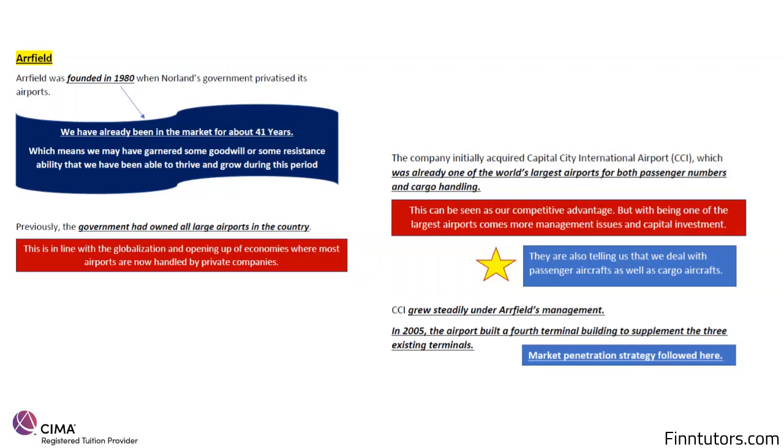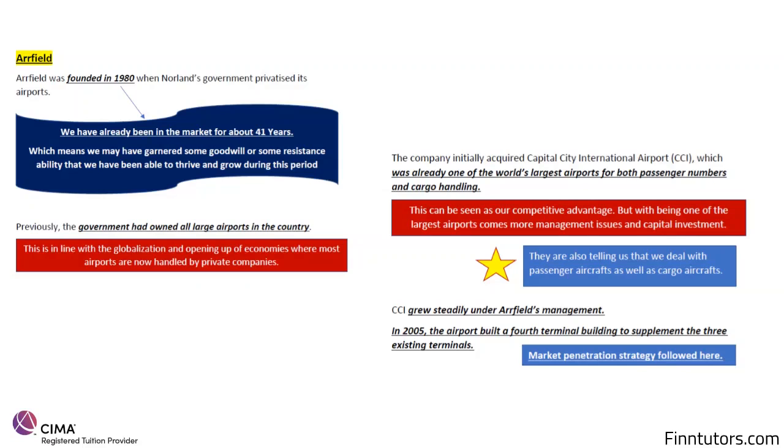So, all the extra industry analysis that we did at the start and all the industry information that you got as part of the pre-read now needs to come together to relate to our company and see what we are doing well, what we are not doing well, and where we can improve. So all of those ideas must be ready in your mind. Let's start. Arrfield was founded in 1980 when Norland's government privatized its airports.